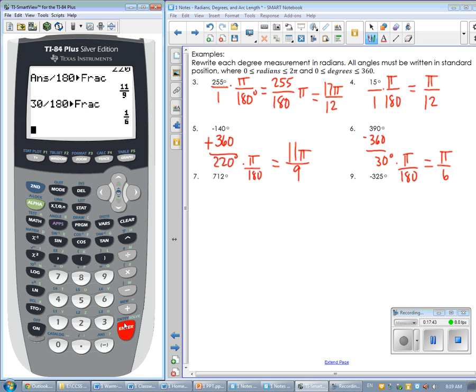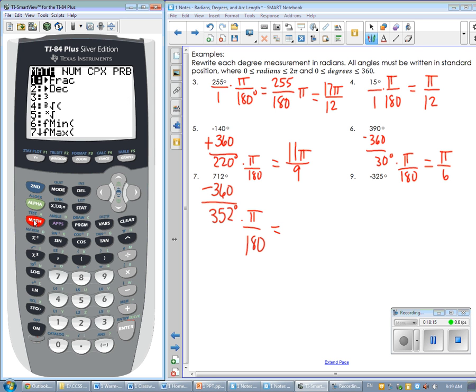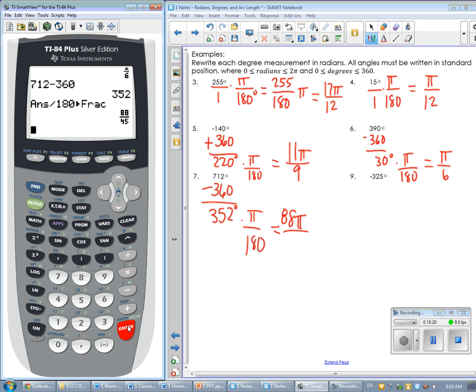Okay? 720, I'm going to have to make it smaller. I'm sorry, 712. Okay, and that gives me 352. Sometimes our angles are so big that you might have to subtract 360 a couple of times, or maybe they're so small that you have to add 360 a couple of times. So like if you had an angle that was 1,000 degrees, you might have to subtract 360 2 or 3 times. When I multiply by pi over 180, again, the 180 is in the denominator, so I get 88 pi over 45.